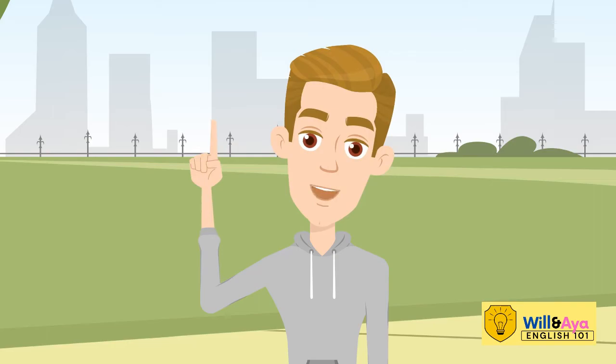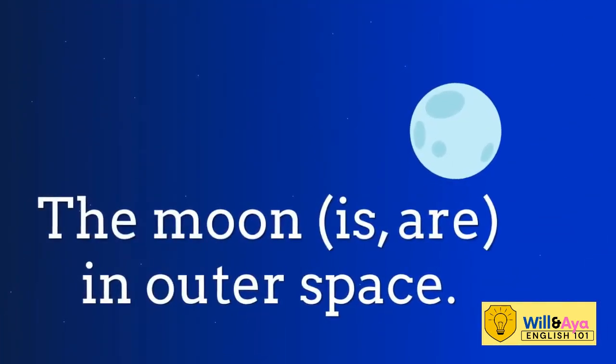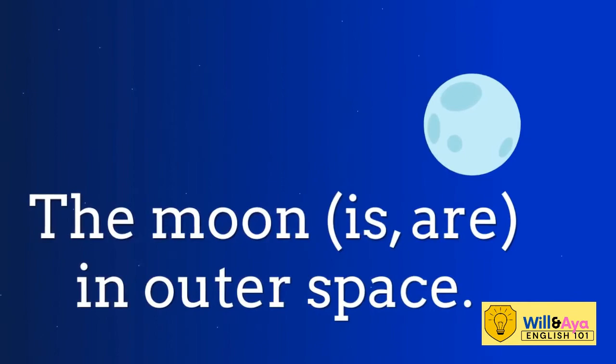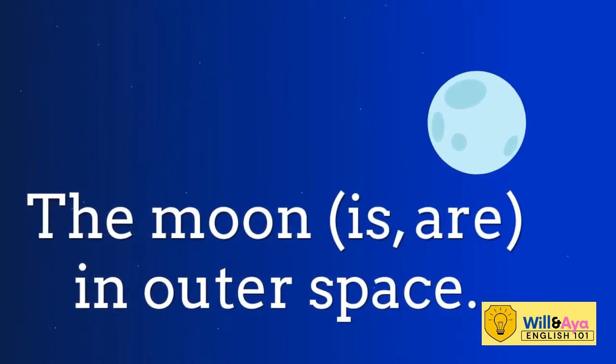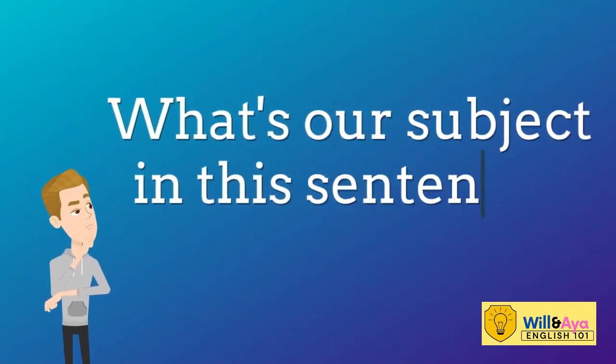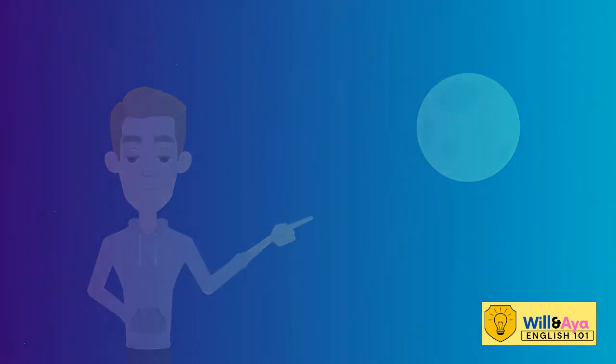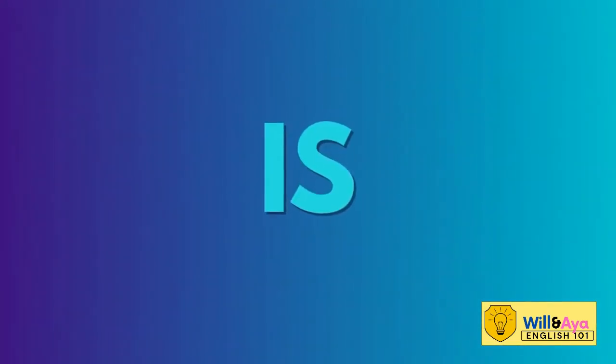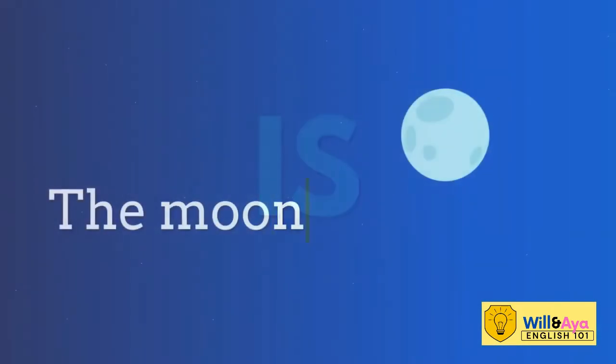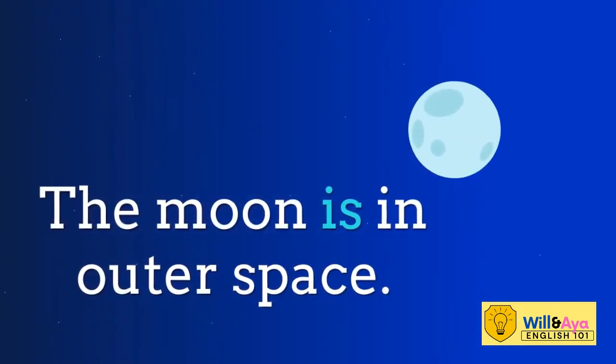That's right, Miss Molly. Try to answer this as well. The moon is or are in outer space. Which linking verb should we use? What's our subject in this sentence? Yes, the moon. Since the moon is singular, we should use the singular verb is. The moon is in outer space.